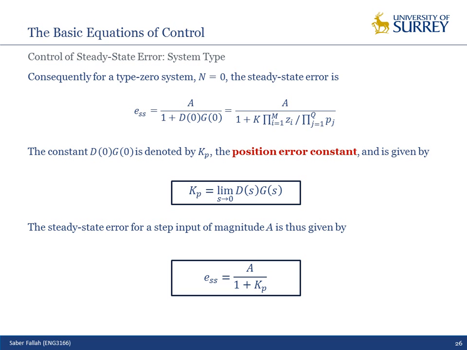Okay. Now, as a control engineer, tell me, if I design a control system, but the steady state error is not 0, how can I improve it? How can I increase Kp?